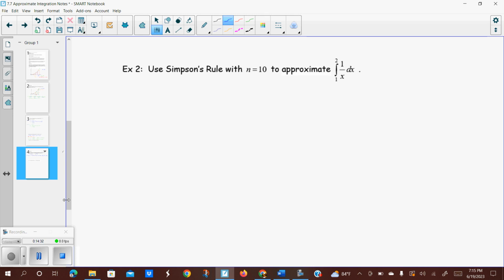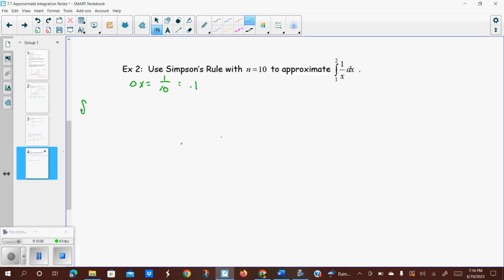So let's see. We got n equals 10. Delta x is going to be b minus a over 10, which is 0.1.